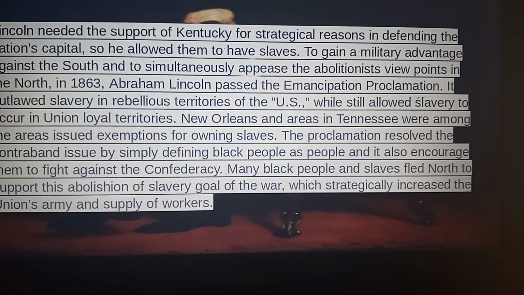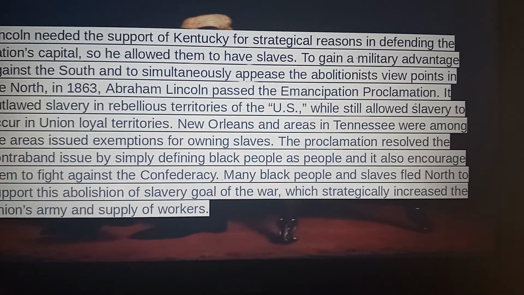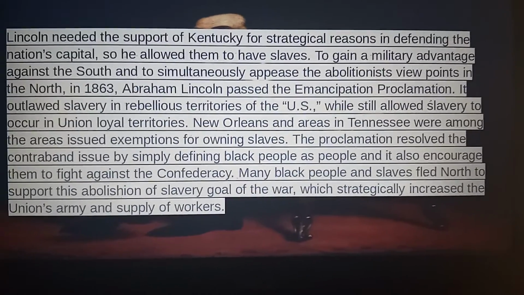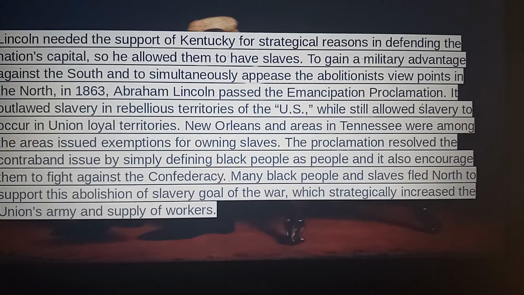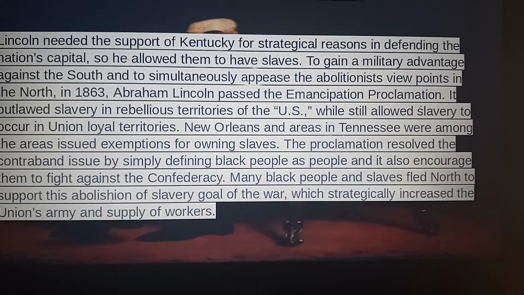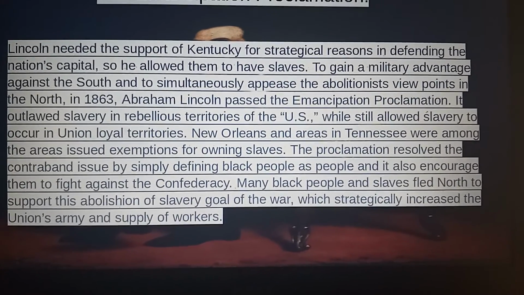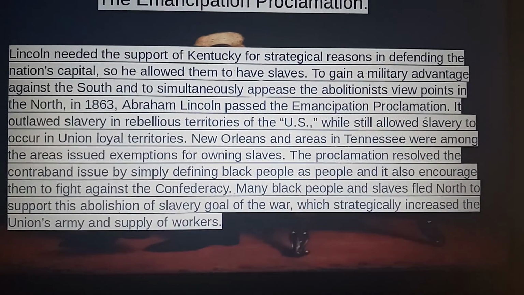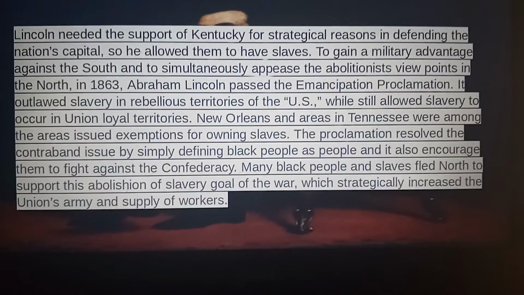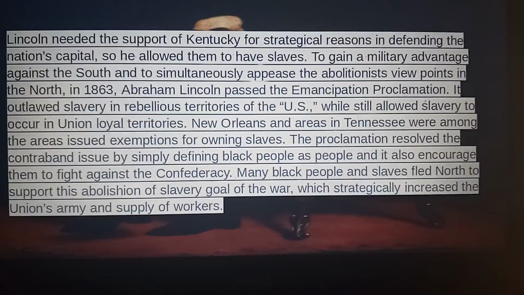In 1863, Abraham Lincoln passed the Emancipation Proclamation. It outlawed slavery in rebellious territories of the U.S., while still allowing slavery to occur in Union-loyal territories. New Orleans and areas in Tennessee were among the areas issued exemptions for owning slaves.